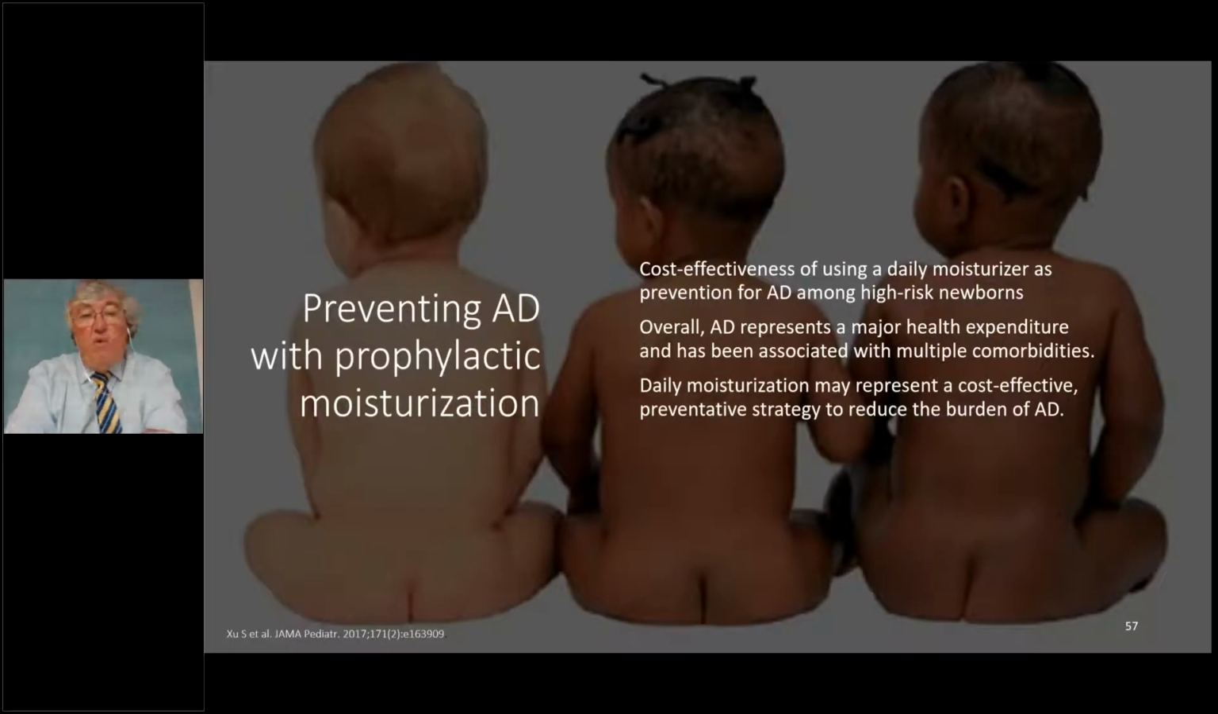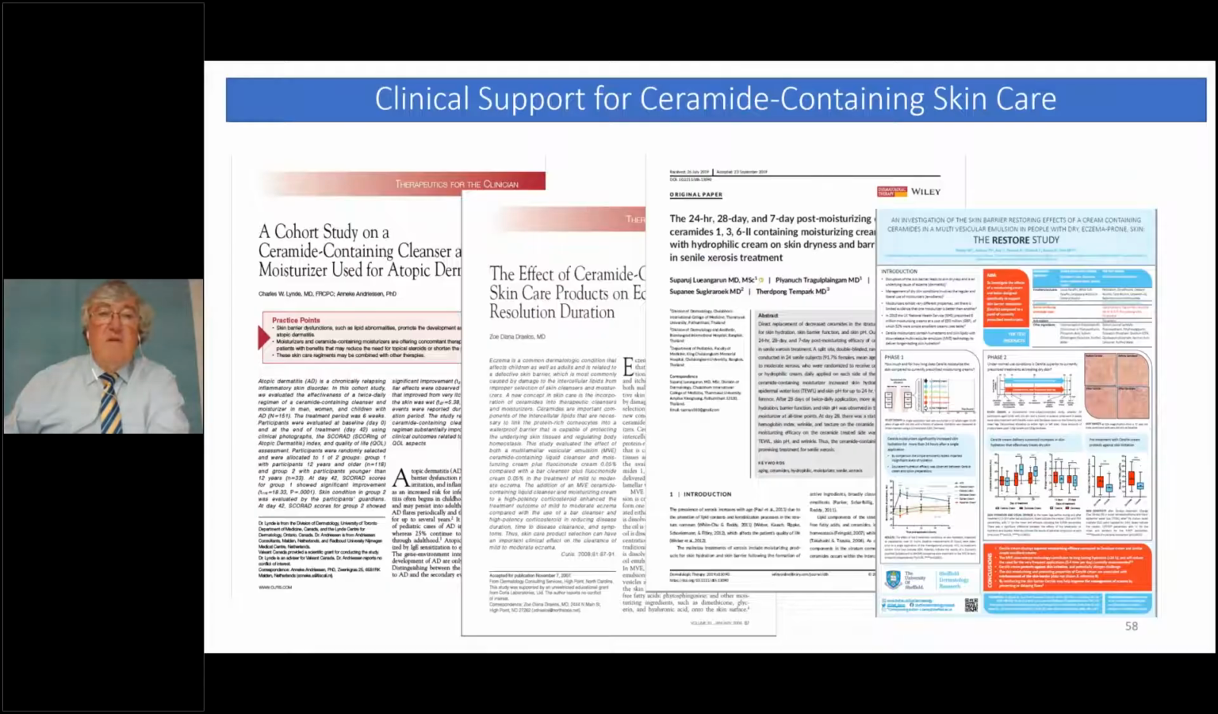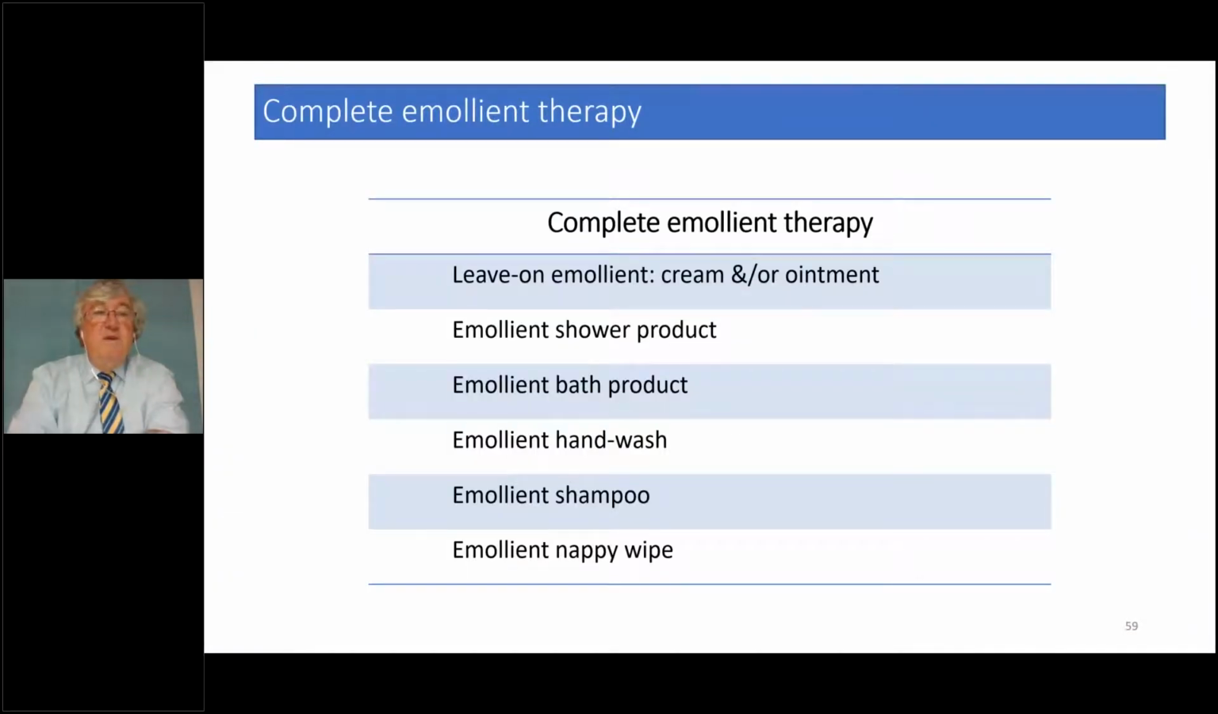And again, this is extremely important, I think, in our babies. And again, daily moisturizing with the proper moisturizer is certainly a cost-effective preventative strategy and goes along with our ideas of treating atopic dermatitis. And there's a lot of clinical support, and Dr. Kircik is going to talk about this subsequently. There have been a number of papers in the literature talking about this. And we now have complete emollient therapies: leave-on emollients, shower products, bath products, hand washes, shampoos, even nappy wipes that can potentially be used that have ceramides and have the proper pH.